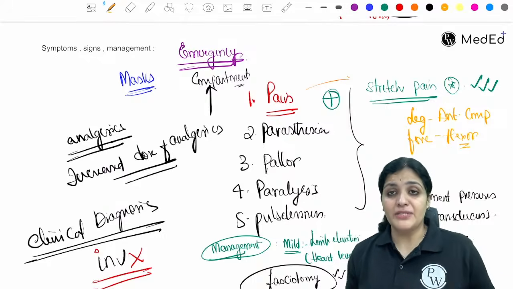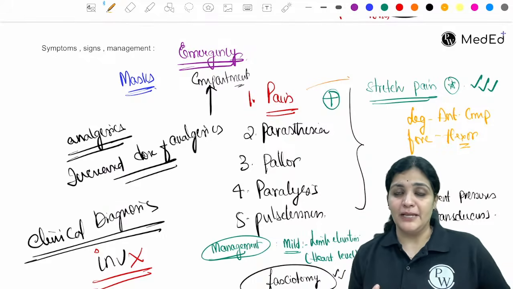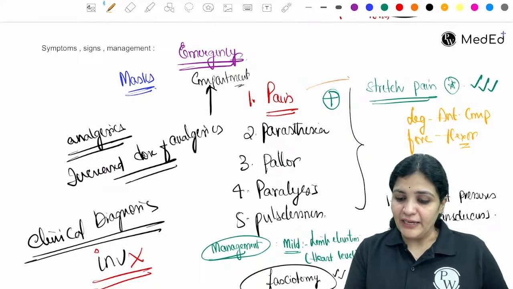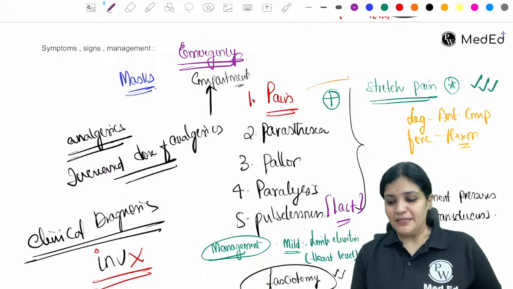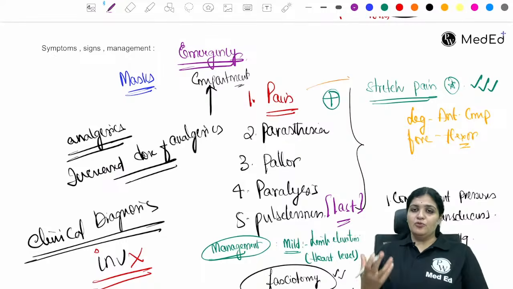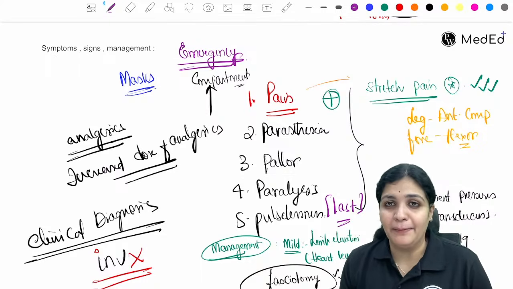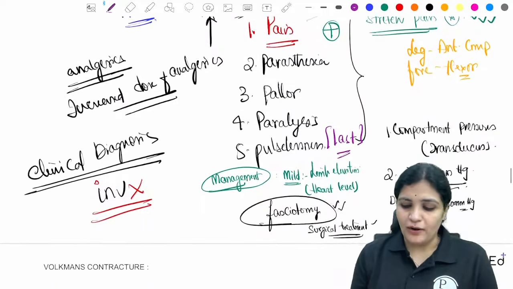And then the nerves get involved, so those are the paresthesias. Because of the decreased blood supply, you can see a mild pallor there, and then the paralysis, and the final last one to occur is your pulselessness. By the time the pulselessness is present, usually the limb will result in gangrene. So there's nothing much to do if there is pulselessness, right? You have to act at the pain level only, and then you have to do an emergency surgery which is called the fasciotomy.